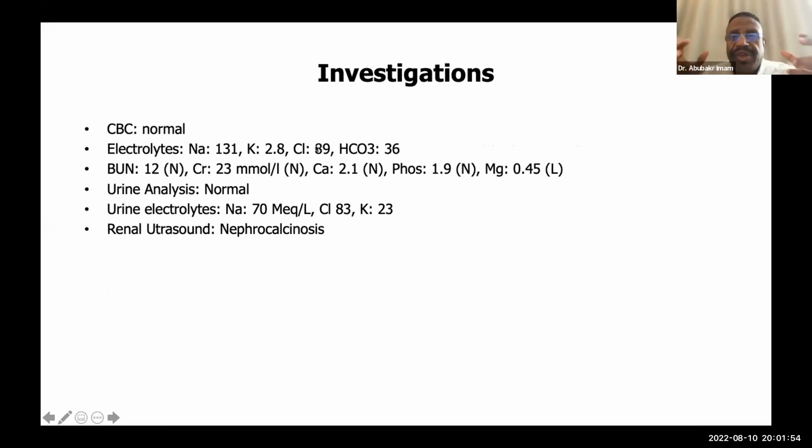Then you start to think, this is a tubular problem. This is not a glomerular problem. It does not look like a GI problem, does not look like a pulmonary problem. This is a kidney problem. Normal kidney function so far. Phosphate is normal. There is no problem of phosphate wasting here. But I have a problem with magnesium here, low serum magnesium.